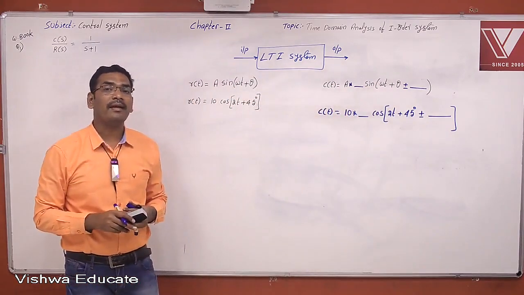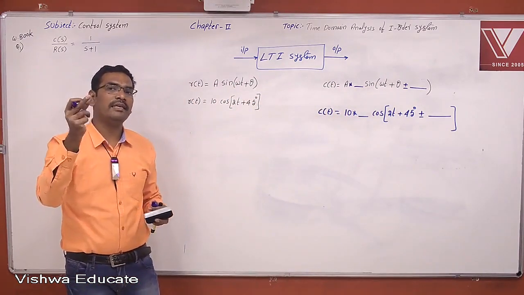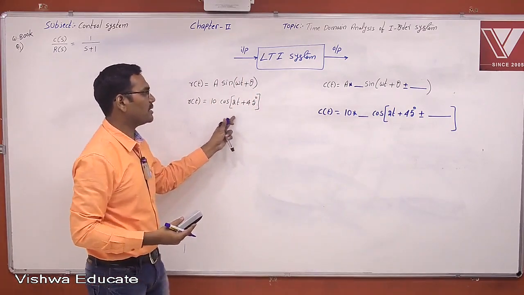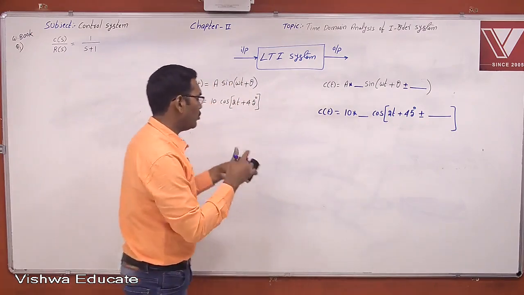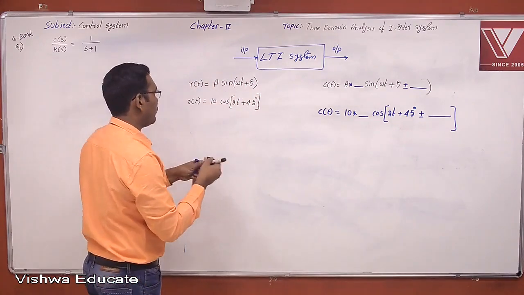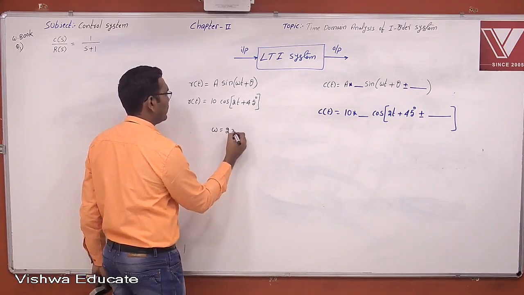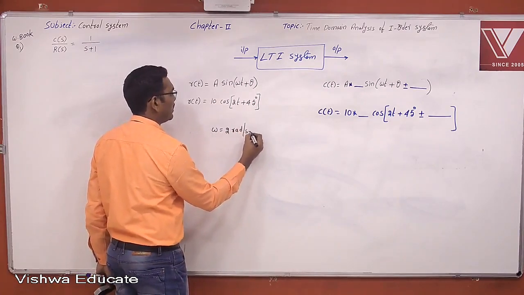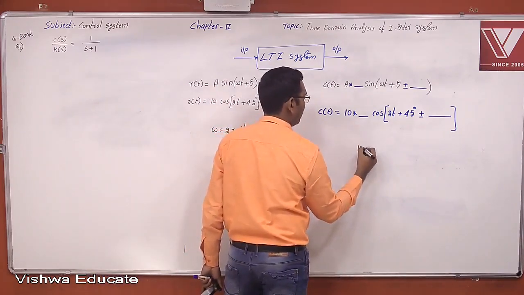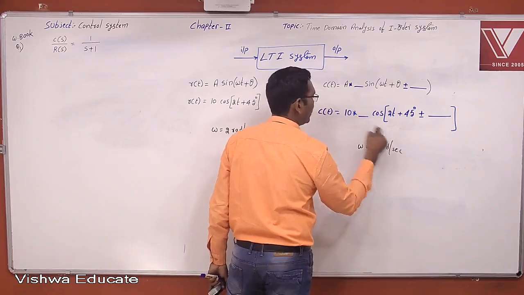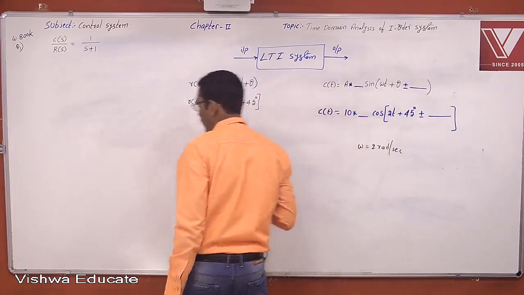What is the key parameter to find that change in magnitude and change in phase? It is the frequency of oscillation. At the input side it is 2 radians per second, and at the output side it is also 2 radians per second. So the frequency of oscillation at the input side and output side is 2 radians per second. At this same 2 radians per second, we want to finish that particular analysis. At 2 radians per second, what should be the change in magnitude and what should be the change in phase?